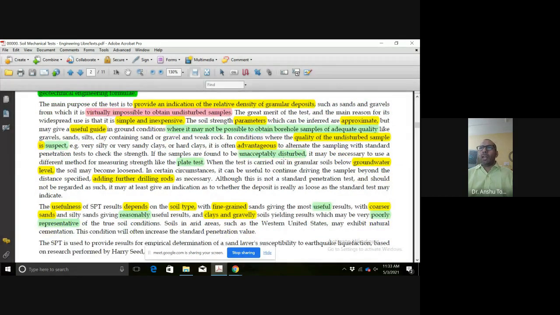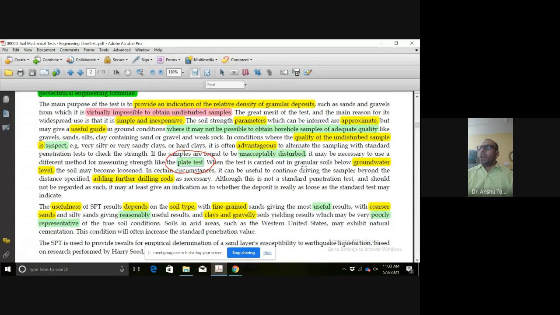And if we have an unacceptably disturbed sample, then it is not possible for the standard penetration test to be used. In that case, we will have to go for the plate load test to find out the bearing capacity of the strata.